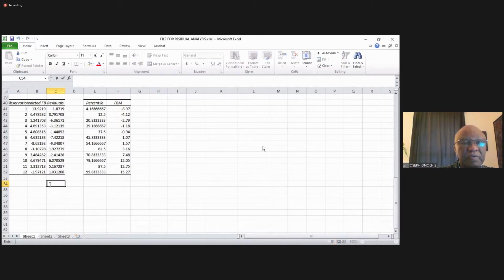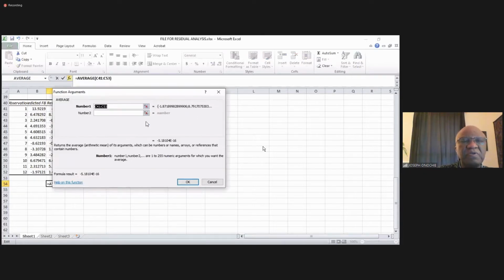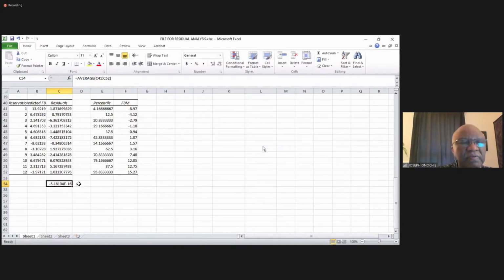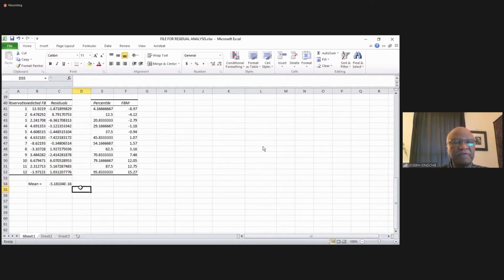equal to here. So I want to do a function. I want to use average, okay? Average function. All right, and what am I averaging? I want to average the residuals here. Okay, so let me average the residuals. And I say average. Now, is this number 0 or not 0? It's very, very small. It is statistically 0. For all intents and purposes, it is 0.